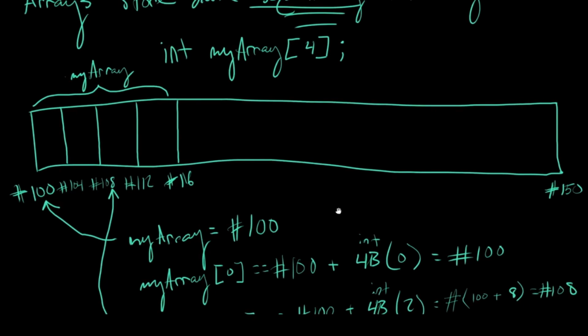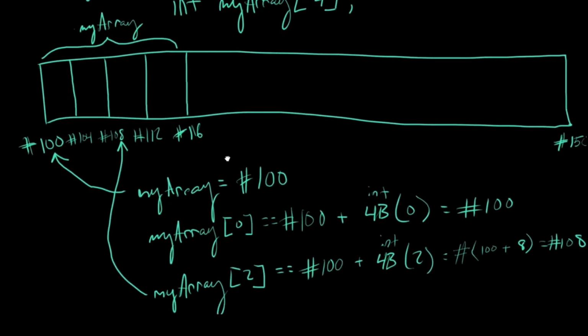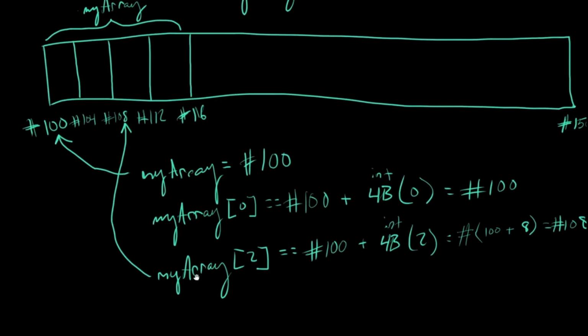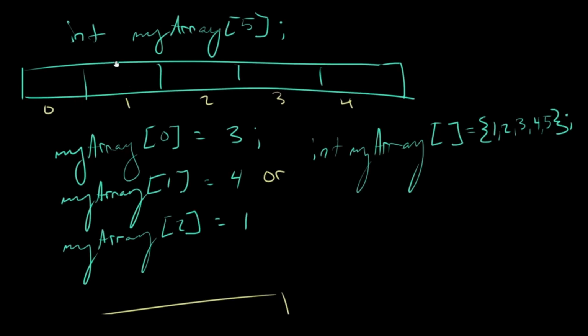Obviously that's going to be a little advantageous to other data structures in the way that it can just go straight to that index. And we'll see that when we look at other data structures. Okay, let's take another example. So we're creating an array called myArray of type integer, and it's of size 5.